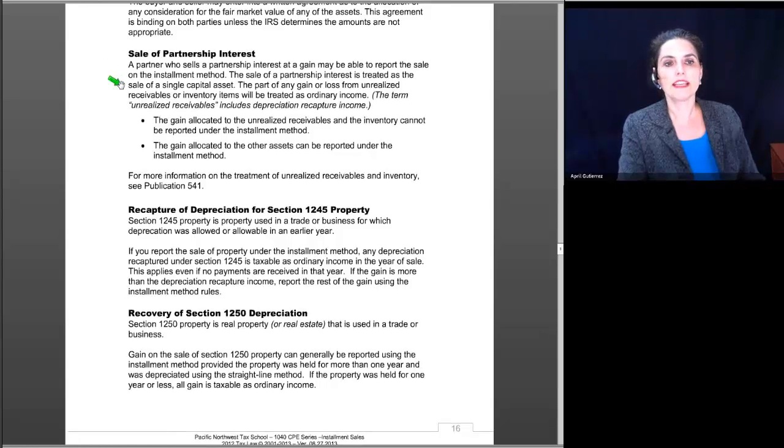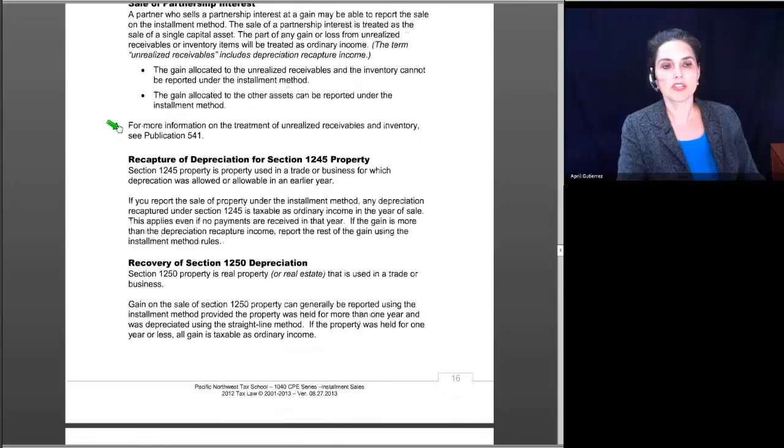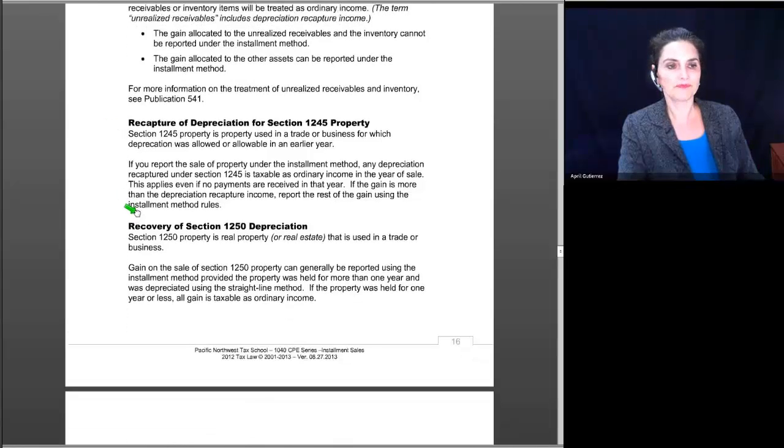The part of any gain or loss from unrealized receivables or inventory items will be treated as ordinary income, and the term unrealized receivables includes depreciation recapture income. The gain allocated to unrealized receivables and the inventory cannot be reported under the installment method, but the gain allocated to the other assets can be reported under the installment method. And for more information about the sale of a partnership interest under the installment method, do refer to Publication 541.